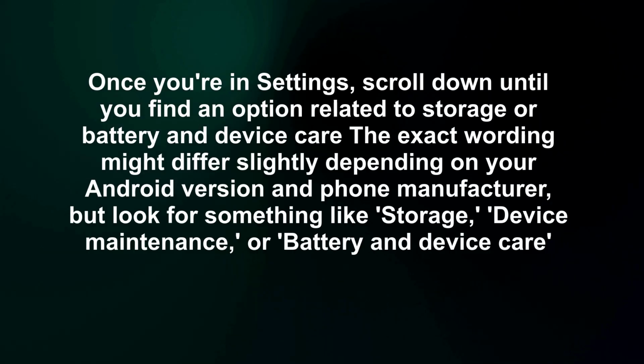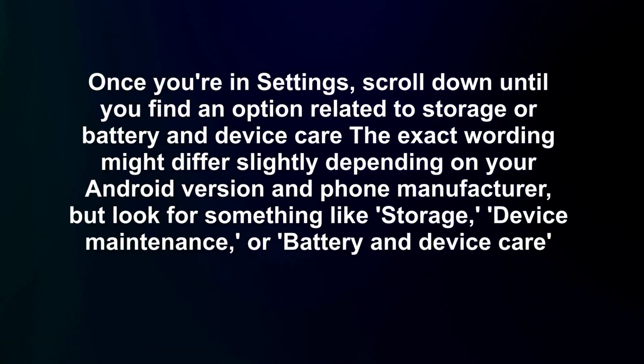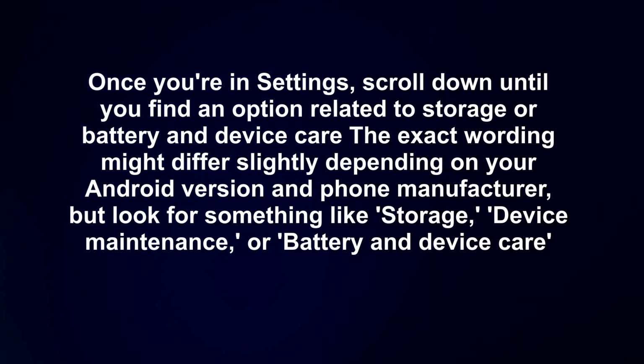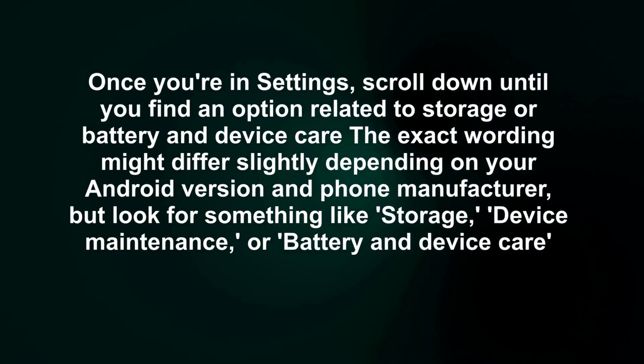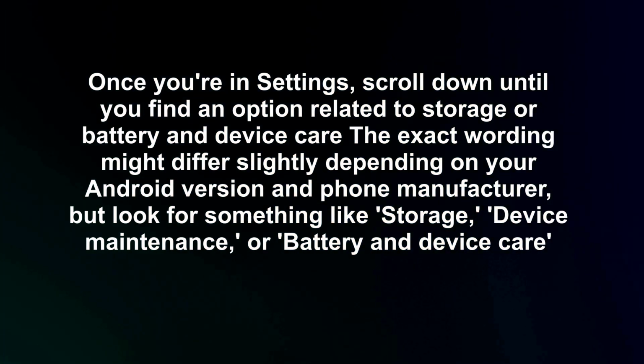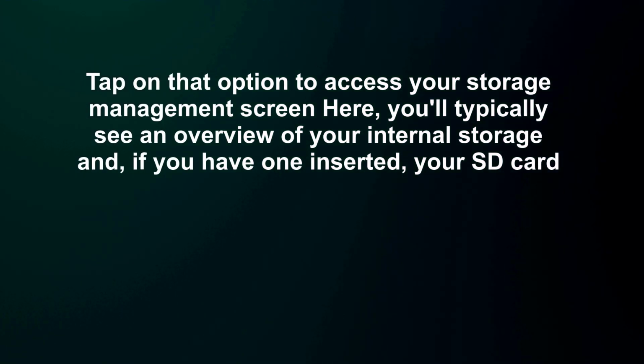Once you're in Settings, scroll down until you find an option related to storage or battery and device care. The exact wording might differ slightly depending on your Android version and phone manufacturer, but look for something like storage, device maintenance, or battery and device care. Tap on that option to access your storage management screen.